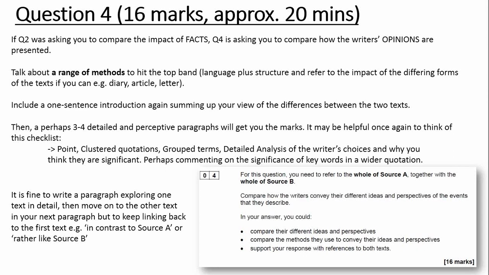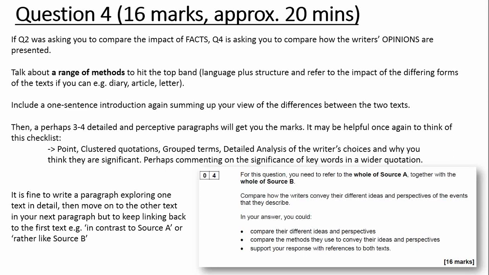So, question 4 in the bottom corner of this sheet says, for this question, you need to refer to the whole of source A together with the whole of source B. So again, obviously emphasising the comparative nature of it, and if you follow the instructions, then you can't possibly get the wrong bit. Because it says the whole, it's useful to try and range across both texts, so don't just, for example, compare the beginnings of them. Try and get something in from various points of the text.